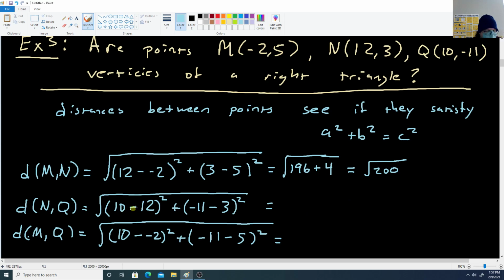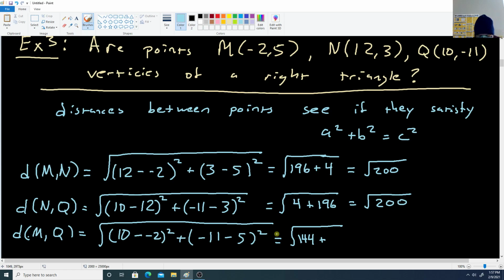Okay, this is negative 2 squared, which is 4, plus negative 14 squared, which is 196. So the second one is also the square root of 200. The last one is 12 squared, which is 144, plus negative 16 squared, which I think is 256. And we add those together, and we get the square root of 400.